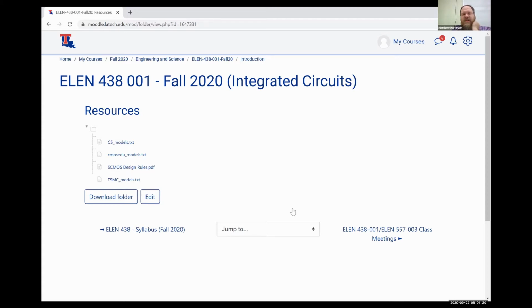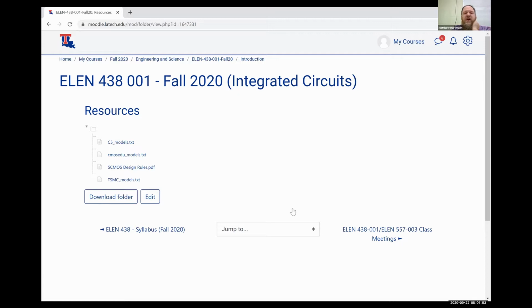Lastly, we have the Taiwan Semiconductor Manufacturing Company models for their 180 nanometer process node with a scaling factor of roughly 100 nanometers. We are going to be working examples that will use all 3 of these different models, so that's why I've included them.